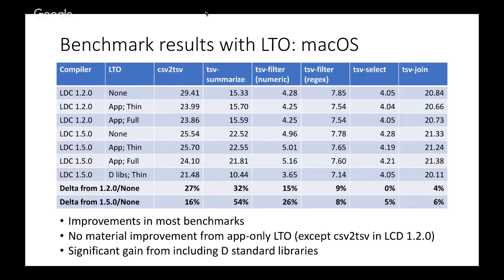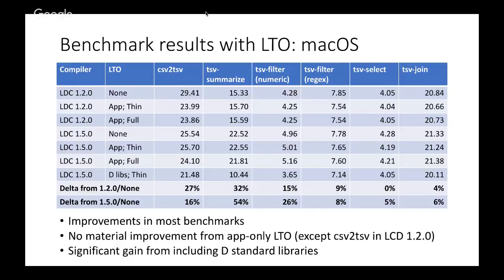Yeah, but really, these are some pretty remarkable numbers. Not every app got improvement. TSV Select, which is essentially cut, really saw no delta. TSV Join doesn't really see any deltas either.